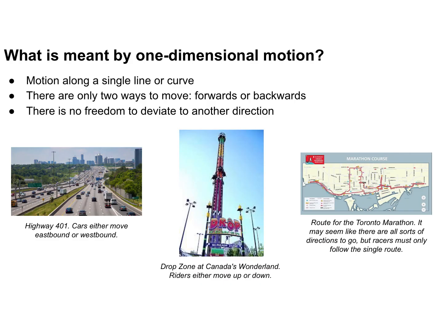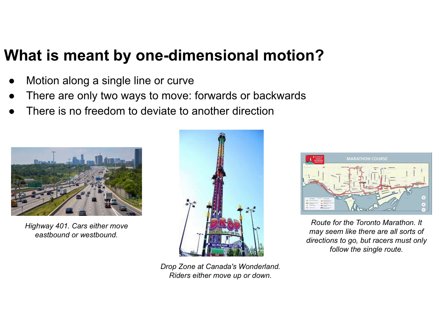All right. So this slide gives some examples of one-dimensional motion. Driving on Highway 401, cars either go eastbound or westbound. It's really just along a straight highway, or pretty straight at least. There's Drop Zone at Canada's Wonderland. The riders can only go up or down. So again, it's just along a straight line. That's what's meant by one-dimensional.